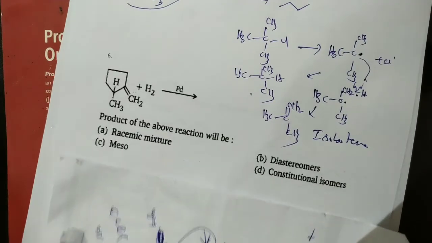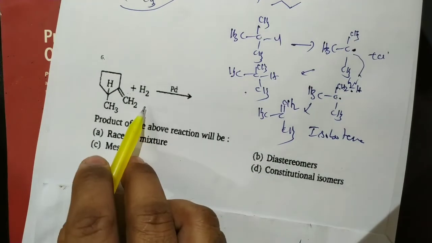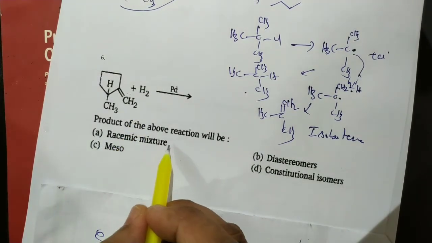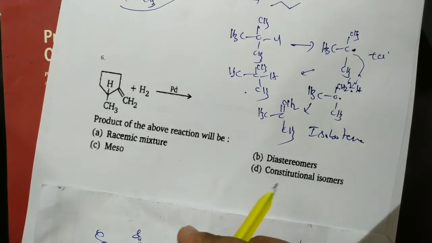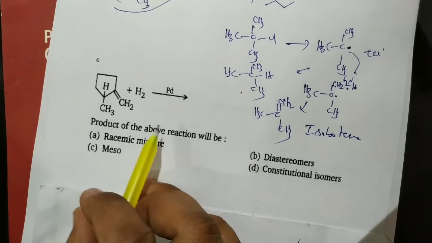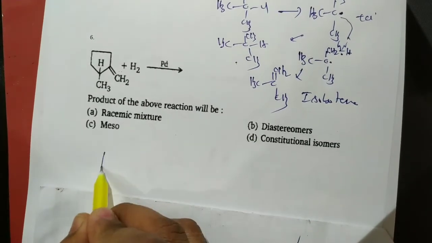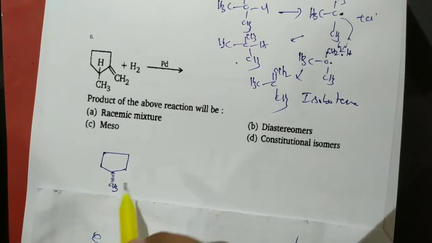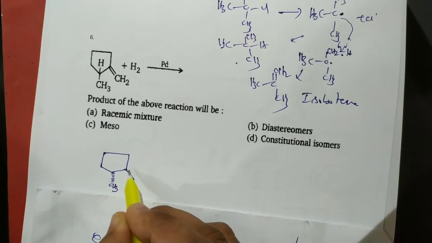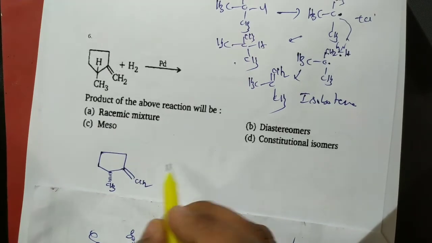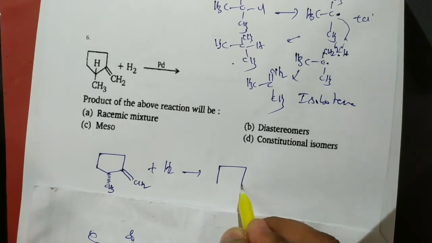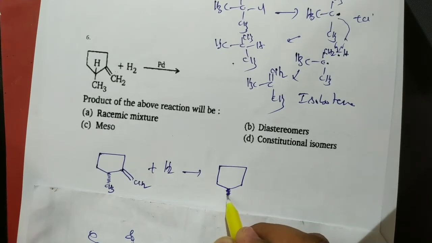Yeah, this one, you see this one. This one reacts with H2. The product of the above reaction will be a racemic mixture, or meso, or diastereomers, or constitutional isomers. So here I am taking this compound, the cyclopentene. Here the methyl is below the plane, that is a fixed geometry. Now here this double-bonded CH2, on addition of hydrogen, becomes a CH3 actually.